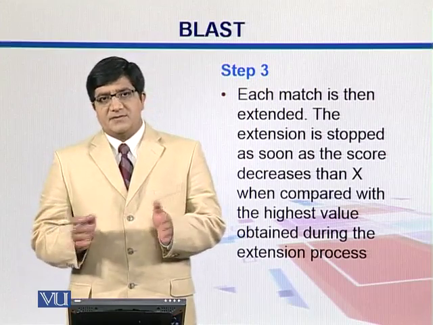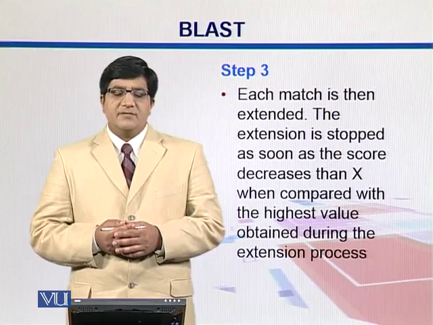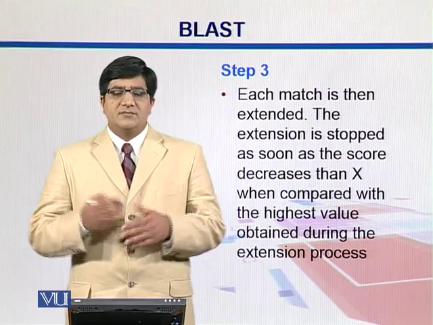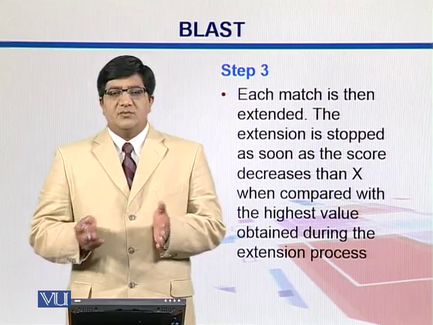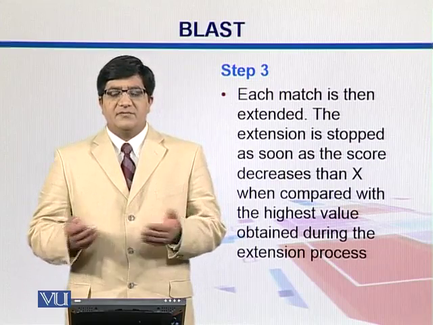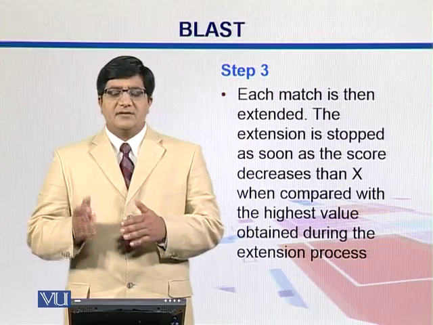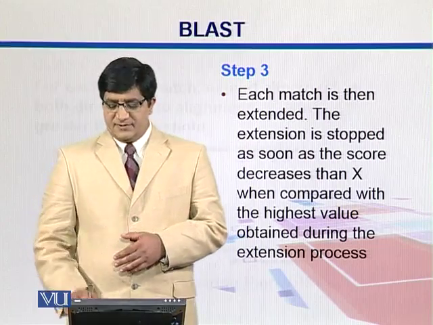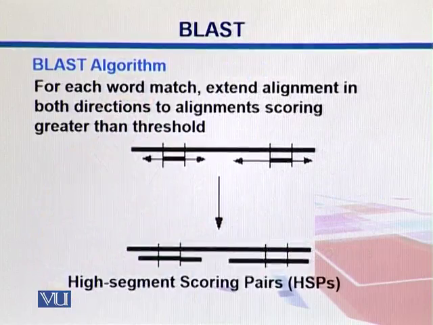alignments in both directions. Where do we stop? If our extensions keep moving in such a way that we are getting scores greater than some threshold, then we are fine, but if they are scoring less than that, we stop over there. So here is how it works. We can see it again.